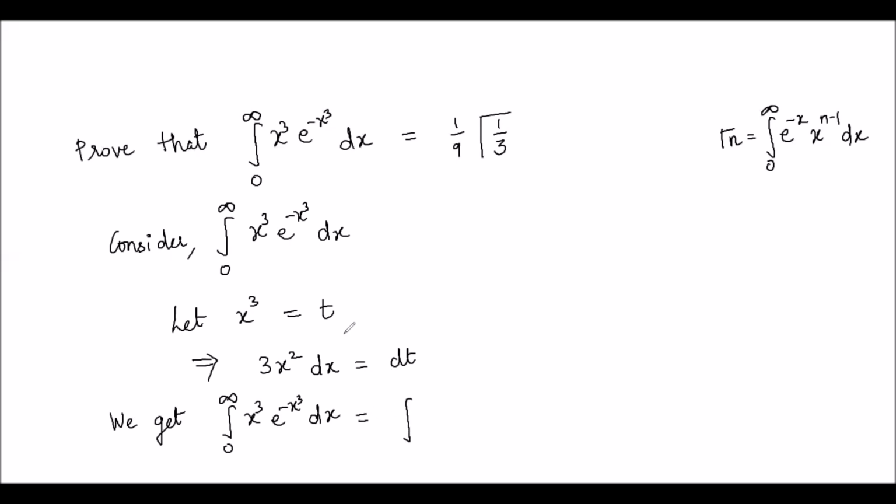What will be the new limits after this substitution? Here t is equal to x cube. So if x is 0, t will be 0, and if x is infinity, t will be infinity. So there will be no change in the limits. The limits will be the same for t, 0 to infinity. x cube will be t, e raised to power minus x cube will become minus t. And what is dx? dx is dt upon 3x square.